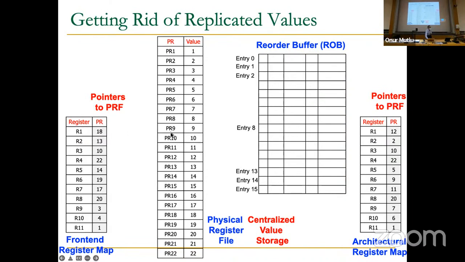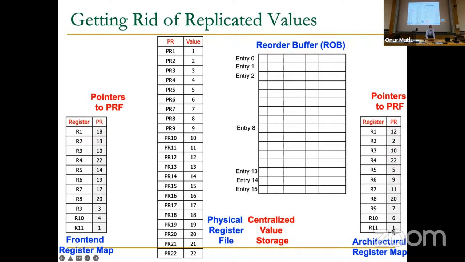Register one is mapped to register 18 over here. Is it ready? We don't know. It may not be ready yet, because the instruction that is going to produce physical register 18 is going to broadcast this tag to make it ready or not. And you can see other things over here. Basically, all registers are mapped to physical register values. The same thing also happens over here. You can also make things faster by making things valid, but I'm not going to go through exactly how this operates. There's also the architectural register map.